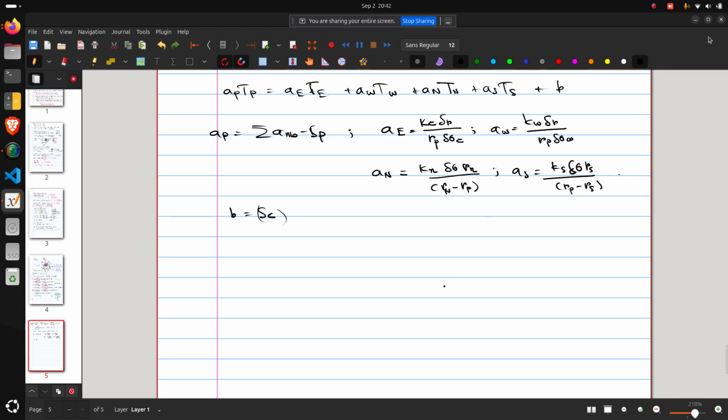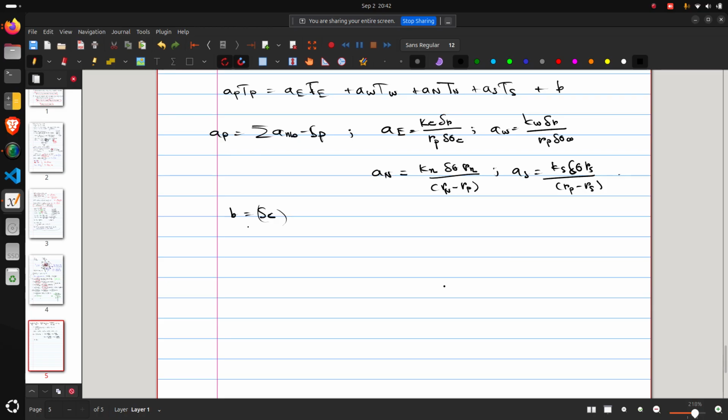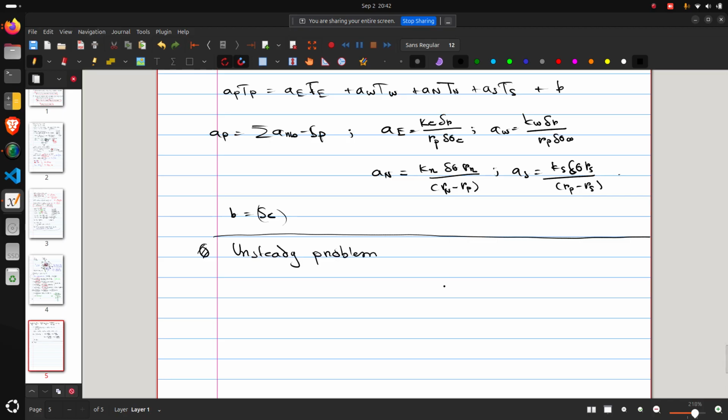Okay, so now since this is done, I will briefly touch upon the topic of the unsteady problem. First we will start with the diffusion problem and see how we will solve it. Okay, so just give me 5 minutes, I will be back.